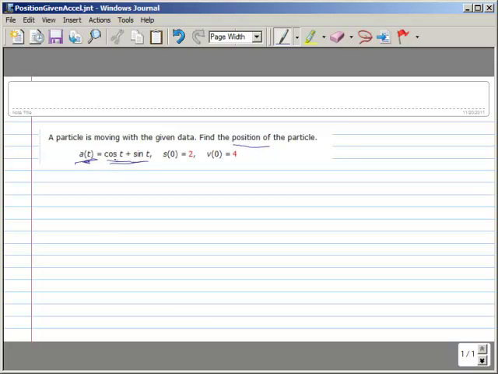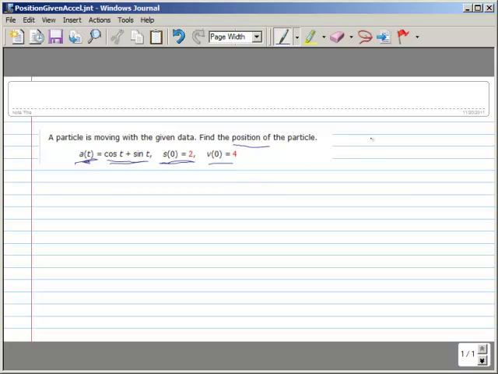So here's a sample problem where we'll get started. Suppose you've got a particle that's moving with this data that's given here, and we're going to find the position. And then we're also given these pieces of information. These are called initial conditions.